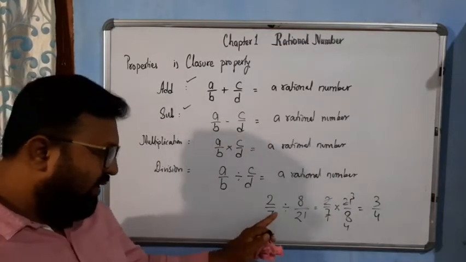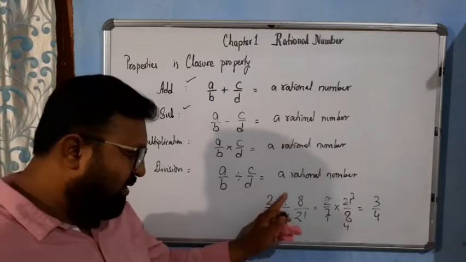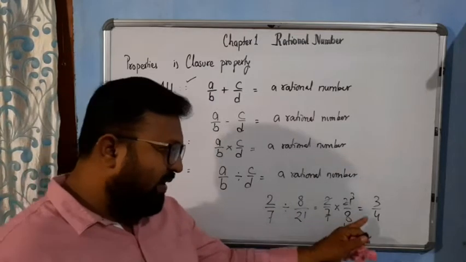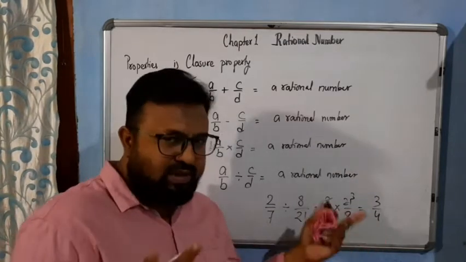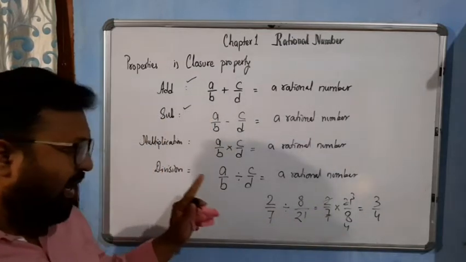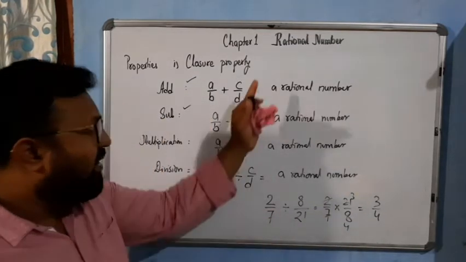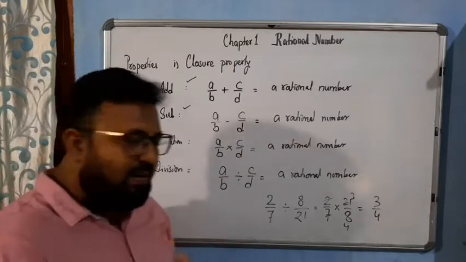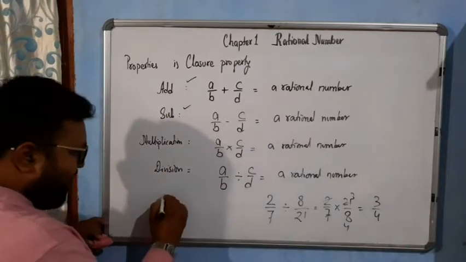2 by 7 divided by 8 by 21. Both are rational numbers, and we are getting the result 3 by 4. That too is a rational number. So, in this case, till now we can say that rational numbers are closed under division. But let's take another example.